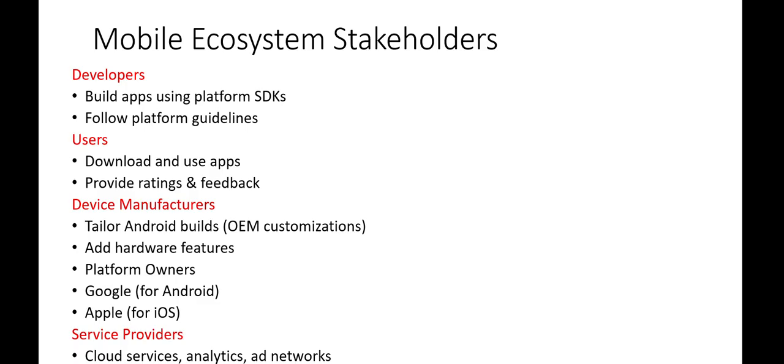Users means who is downloading and using the apps, who is providing ratings and feedback. They are the users. Next, device manufacturers tailor Android builds. That means OEM customizations. OEM full form is original equipment manufacturer. Next thing is adding hardware features. Platform owners: Google for Android, Apple for iOS.